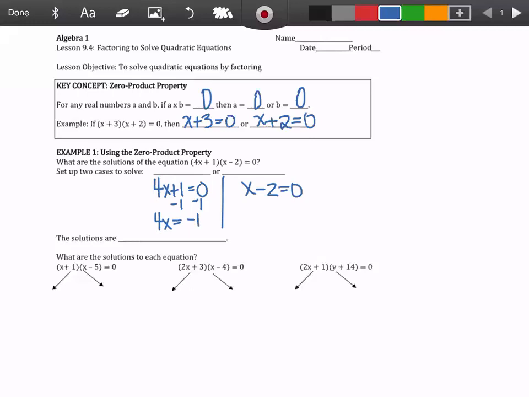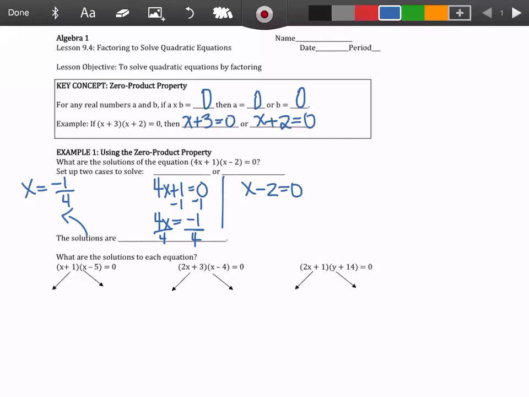Because again, we are balancing the equation. And then to get x by itself, we divide by 4. So that gives us a solution of x equals negative 1/4. That's one of our solutions.